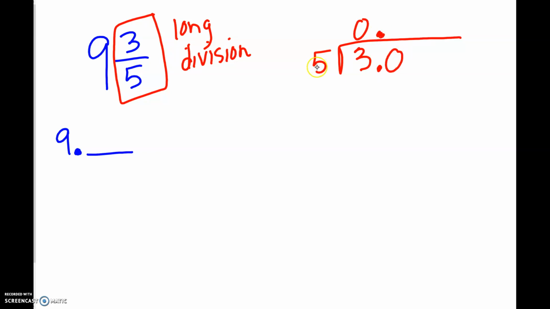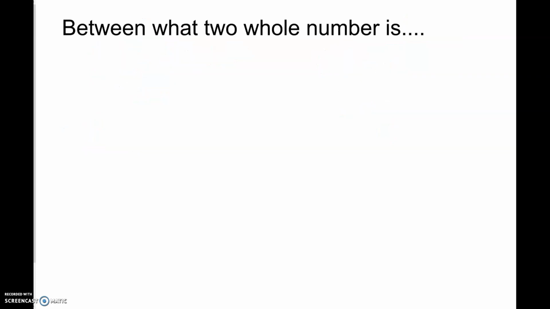How many times does 5 go into 30? Oh, I love this one because it comes out to be 6. And so when we subtract, we get a remainder of 0. So doing just the fraction part, 3/5, that is the decimal 0.6. So the answer 9 and 3/5 is going to be the decimal 9.6.